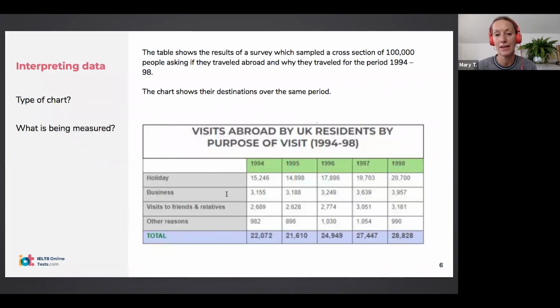Visitors, Sky, yes. Number of visits, travels, yeah, so specifically, yes, it's the purpose of visits. Purpose of visits, yes. And yeah, the number of people traveling over a particular period. Okay, and what's the time period? Yeah, thank you, Sky. So it's 1994 to 1998.